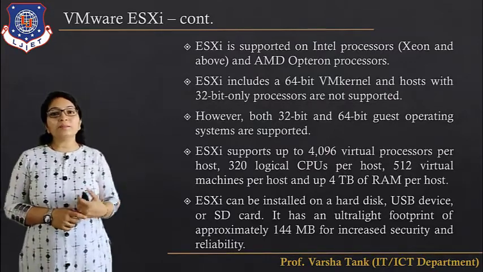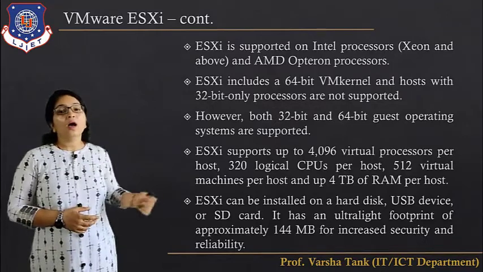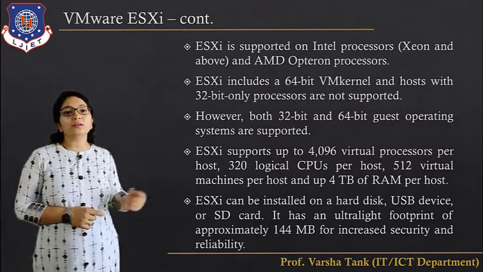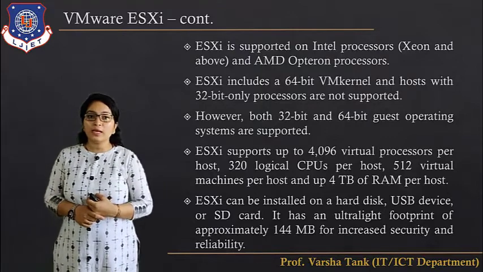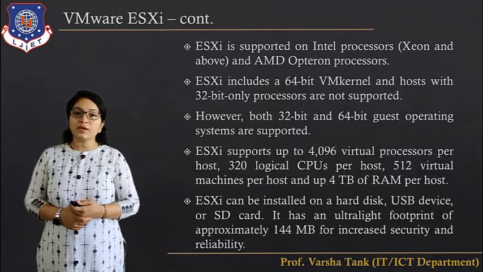ESXi can be installed on a hard disk, USB device or SD card. It has an ultra-light footprint of approximately 144 MB for increased security and reliability.